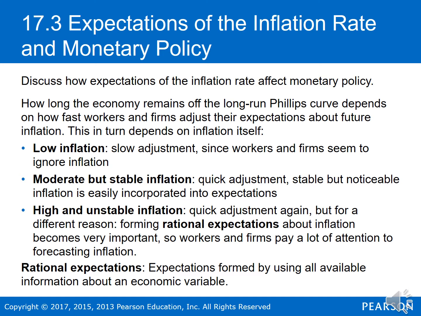Now, when there's moderate but stable inflation, workers and firms are able to adjust fairly quickly, and this noticeable inflation is easily incorporated into expectations. Like during the late 60s and early 70s, the inflation rate in the US stayed between about 4 and 5%. It was high enough that workers couldn't ignore it without seeing their real wages fall, and firms would see their profits decline. But they could anticipate the next year's inflation fairly easily. So again, this wasn't a terrible situation for workers and firms because they were able to anticipate the future.